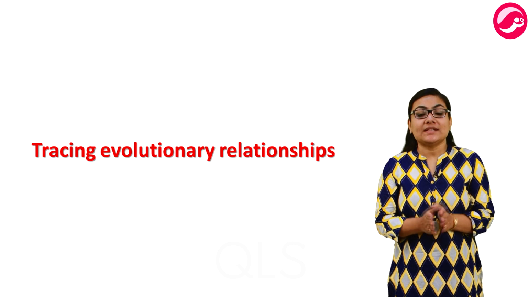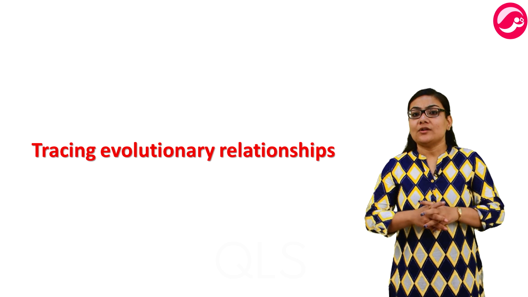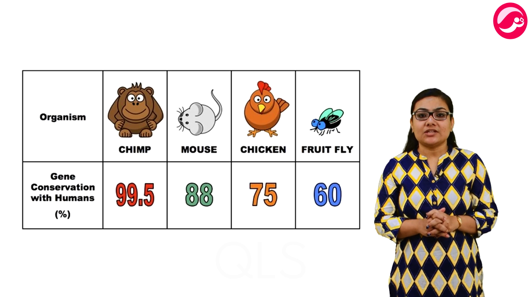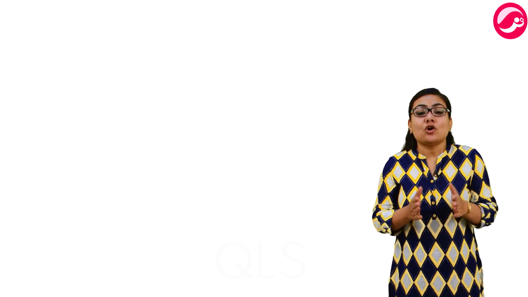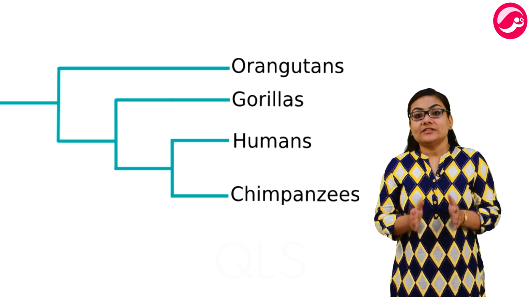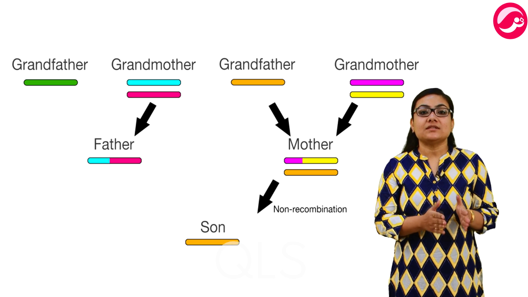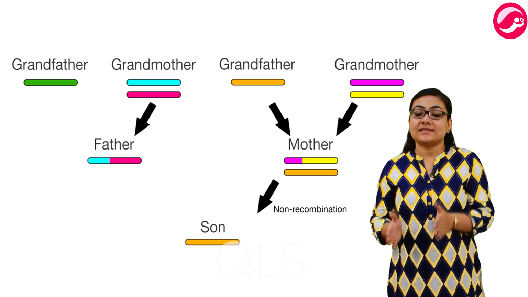Tracing evolutionary relationships. Now, in order to find out the evolutionary relationship among organisms, we have to look for the common features. हमें common features को देखना पड़ेगा. Different organisms would have common features if they are inherited from a common ancestor.